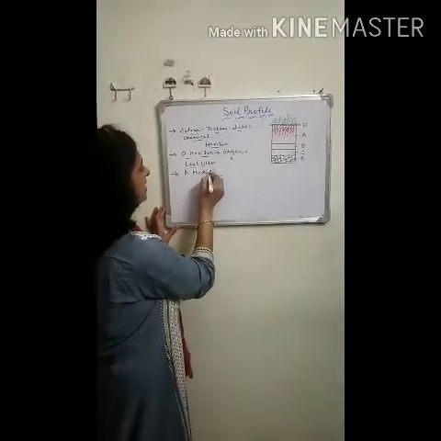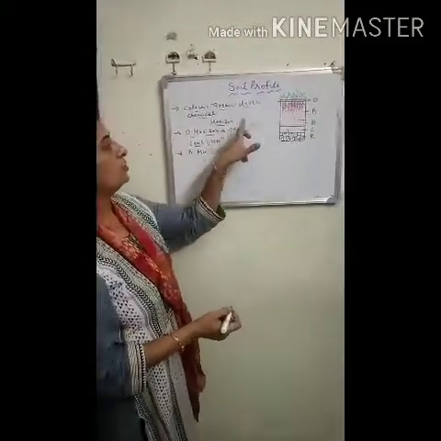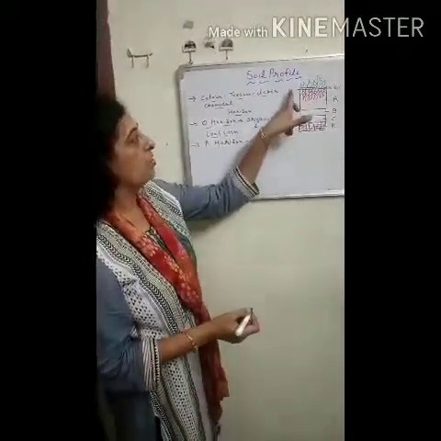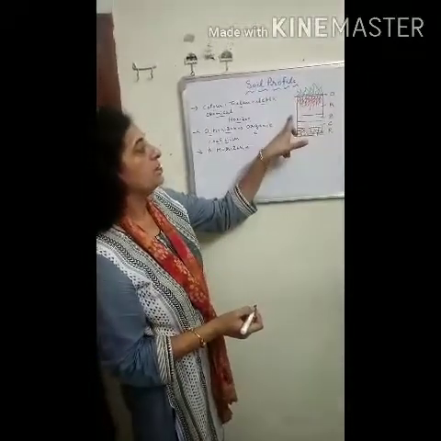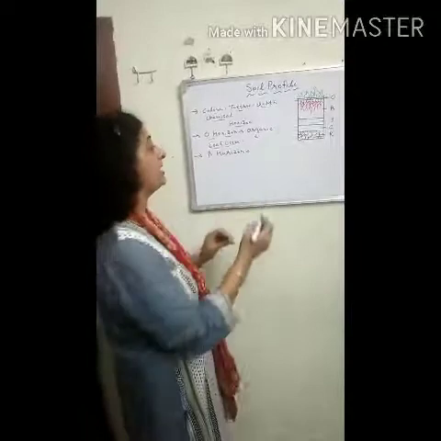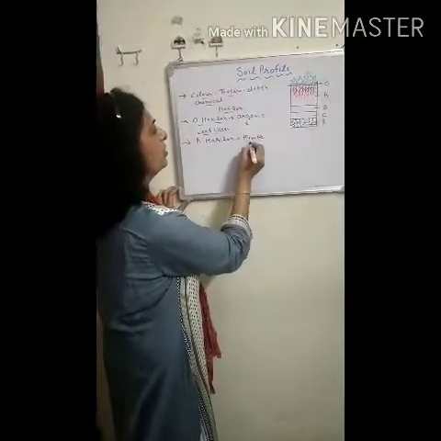After that, our next layer is the A horizon. As it is found below the O horizon, where plants are growing, the A horizon is rich in humus. It is a rich source of humus.